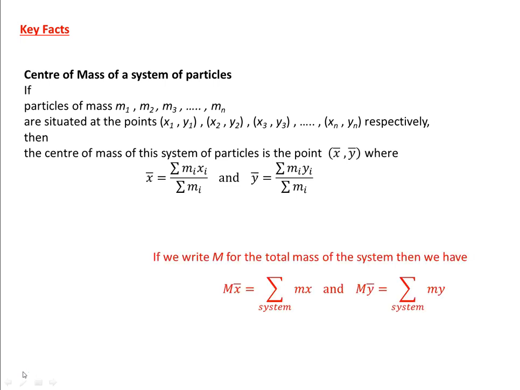We can rearrange those two equations, and if we write capital M for the total mass of the system, then large M times x bar is equal to the sum over the whole system of all of the masses times the x coordinates, and similarly the total mass times y bar for the whole system is equal to the sum of each individual mass times each individual y coordinate.